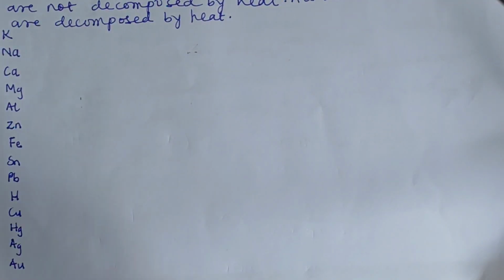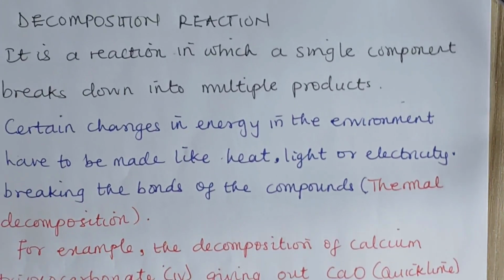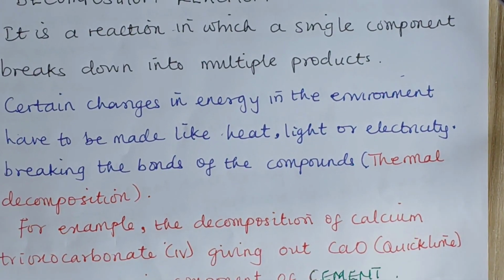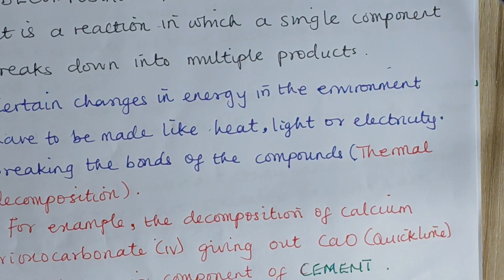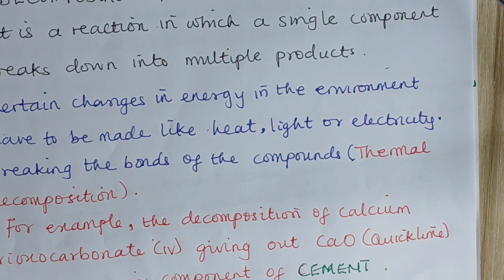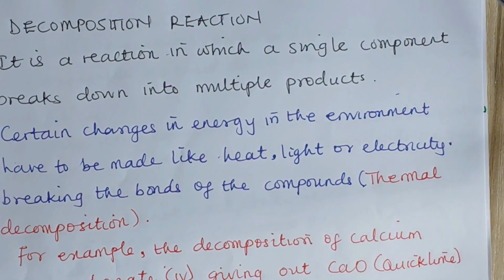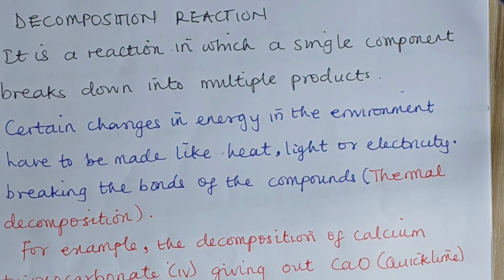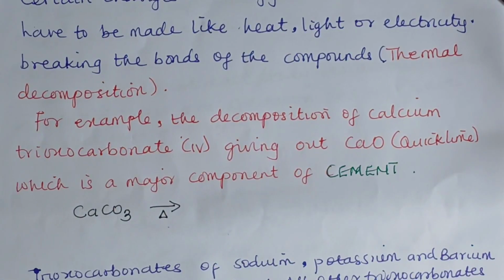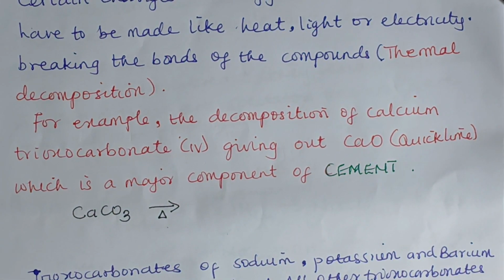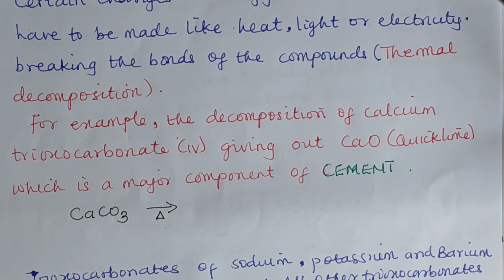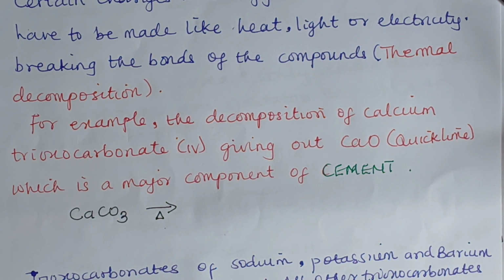The next reaction here is the decomposition reaction, in which a single component breaks down into multiple products. For instance, certain changes in energy in the environment have to be made, like heat. So we end up having thermal decomposition, and also electricity, which helps in the breaking of the bonds of the compound. For example, the decomposition of calcium carbonate, giving out calcium oxide, that's quicklime, which is a major component of cement.